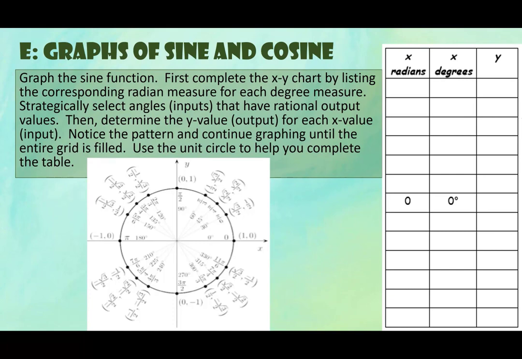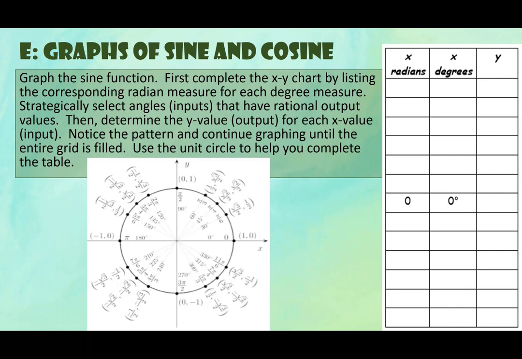And the graph of the sine function, what we're going to do is we're first going to complete the xy chart over here to the left by listing the corresponding radian measure and degree measure. Then we're going to strategically select angles or inputs that have a rational output value. Then we're going to determine the y value, and we're going to notice to see if the pattern continues while graphing until the entire grid is filled. We're going to use the unit circle right below to help us complete the table.